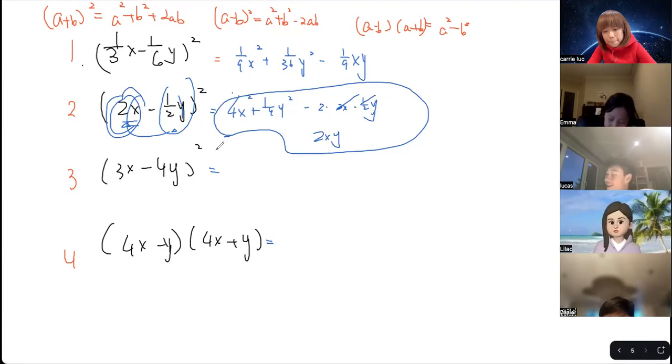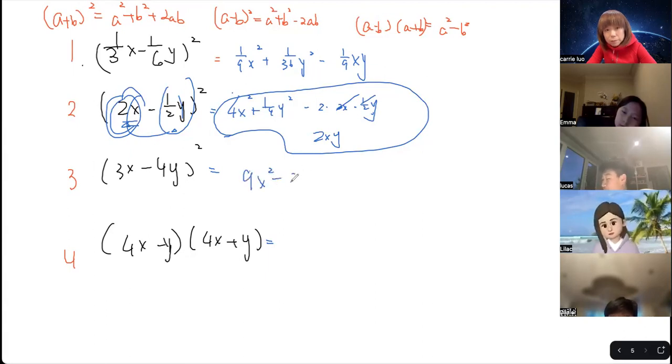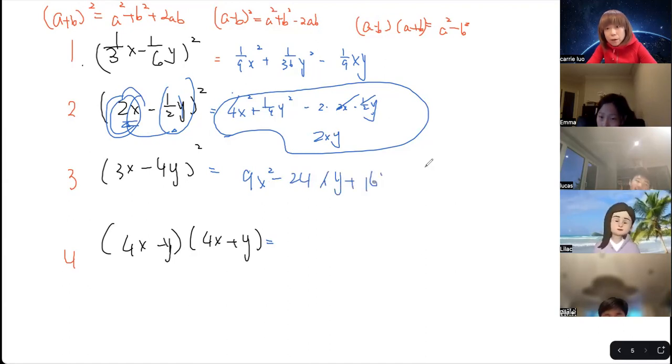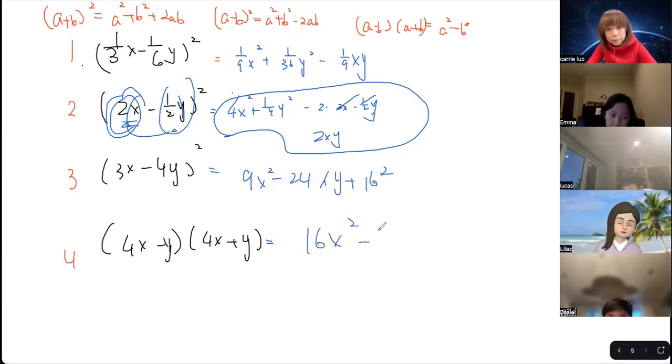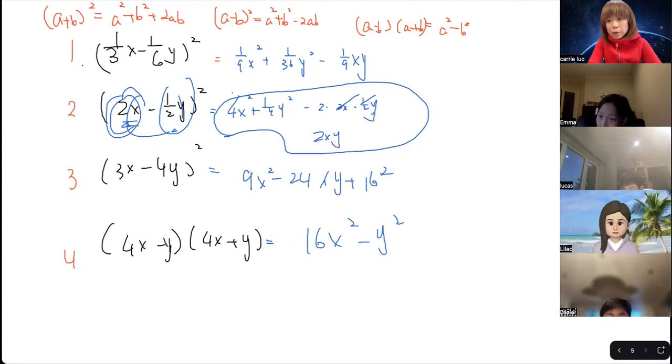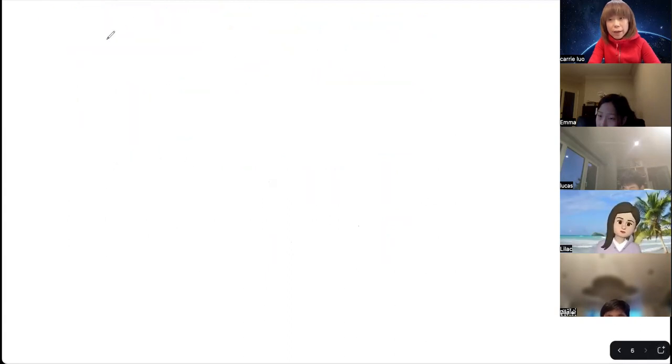Okay, it's 9x squared minus 24xy plus 16y squared. Can you say it again? I can't hear clearly. 9x squared minus 24xy plus 16y squared. Okay, good, that's right. Okay, last but not least, Emma, could you please tell me 4x minus y times 4x plus y equals what? 16x squared minus y squared. Okay, very good. We're going to do one last set of questions, and after that, everybody, we're going to move forward to something new, okay?